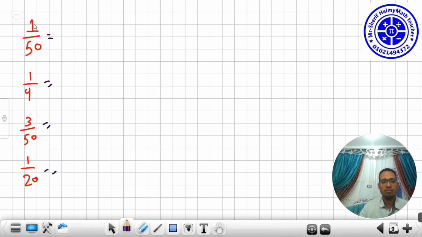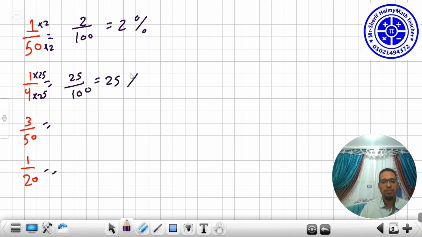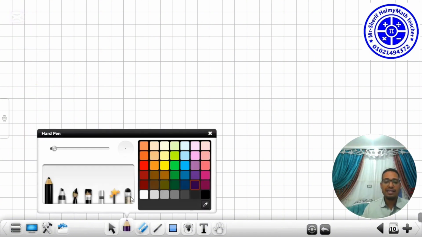Here times 2, times 2, it will be times 2 here. Here times 2 to be 100, it will be 2 over 100, the same as 2%. Here times 25, times 25, it will be 25 over 100, it will be 25%, and this will be 6%, and this will be 5%.